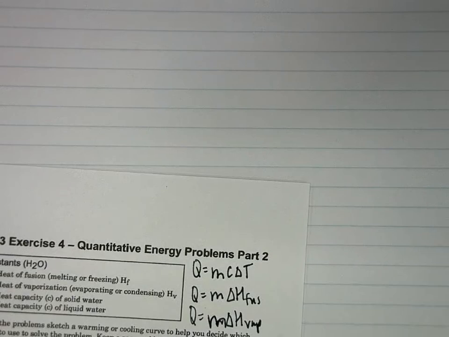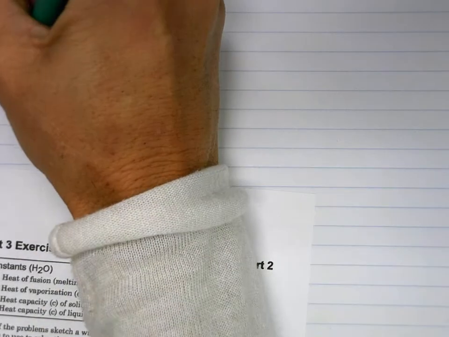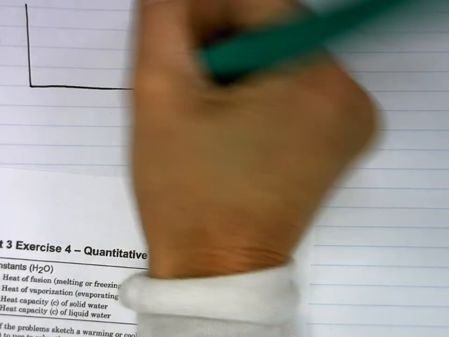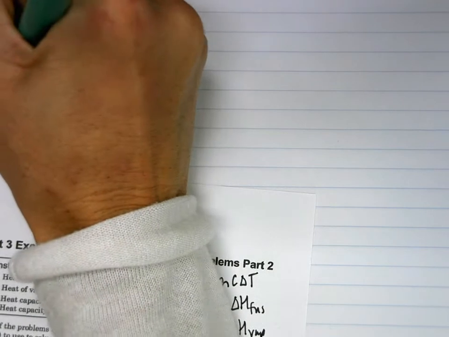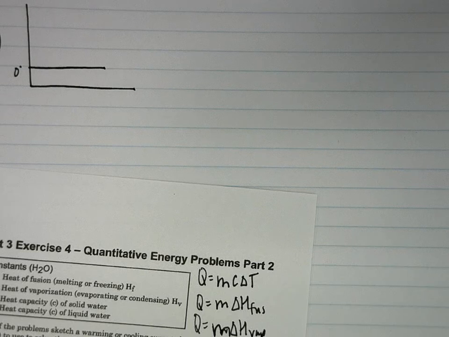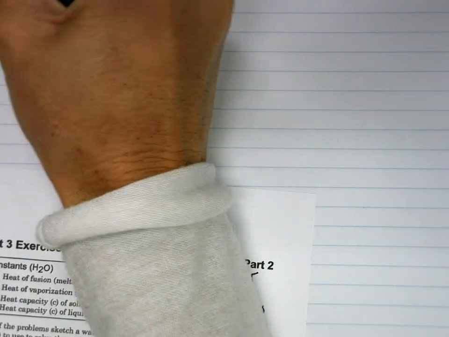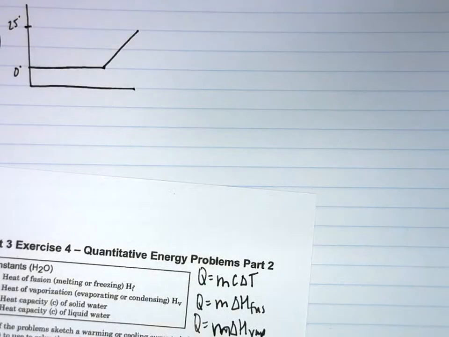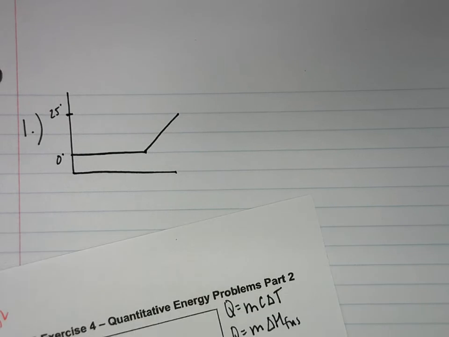Okay, so number 1 says: how much energy must be absorbed by a 150 gram sample of ice at 0 degrees Celsius that melts and then warms to 25 degrees Celsius? I think what's beneficial is if you do some sort of heating curve. So we have ice and it's melting, and we know that happens at 0 degrees Celsius. And then that 150 gram sample starts to warm to 25 degrees Celsius. Okay, so there's our heating curve.